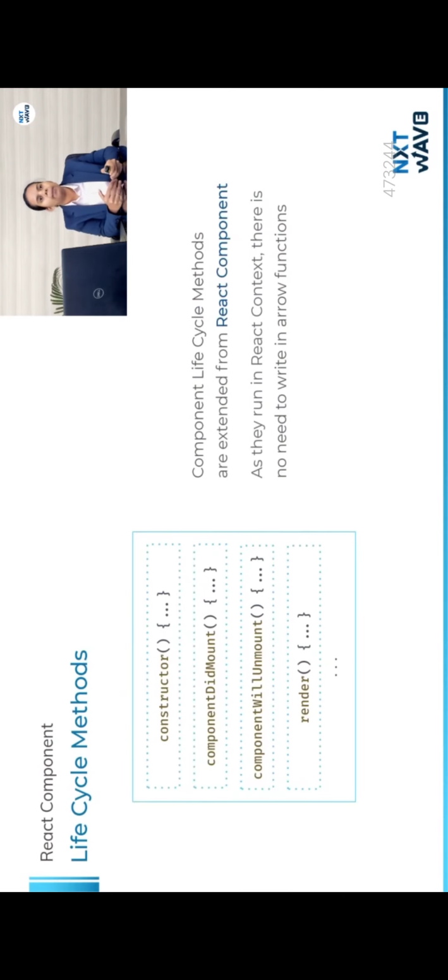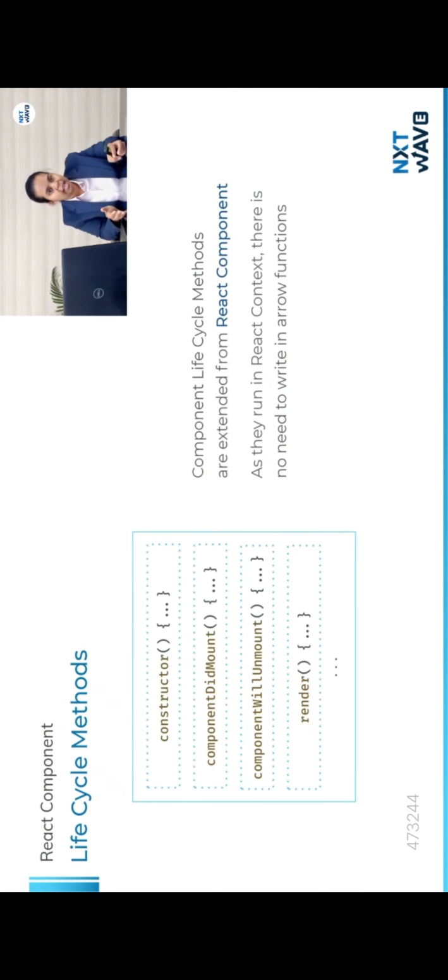Okay, so now coming to the component lifecycle methods, that is componentDidMount, render, componentWillUnmount, these methods. Okay, these are the methods that are extended from the React component. So these can be written in the function definition syntax because already they run in the React context. Since they're extended from the React component, they run in the React context. So that's the reason in this variable we'll have that React context. So that won't be an issue. So in case of component lifecycle methods, we can write them in the function definition syntax. There is no need of writing in arrow function syntax.